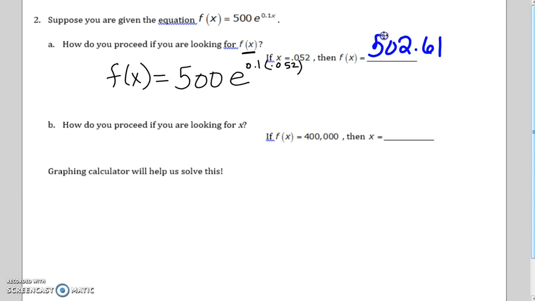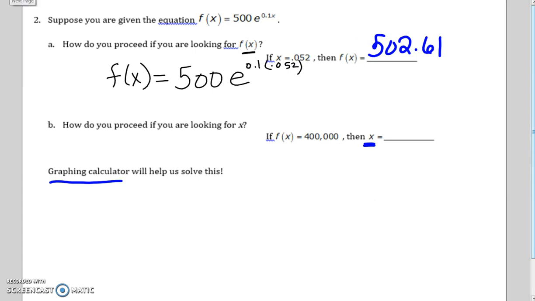Now, those are the basic steps. If all I'm doing is solving for f of x, that's the easiest part. All I do is put it in the calculator, and it's going to give me my information. On the next part, this time, I'm trying to solve for x. Well, if you notice, x is in the exponent. So it's not going to be so easy to solve. The way I'm going to do this is I'm going to use my graphing calculator, and I'm going to have my graphing calculator help me get the information.